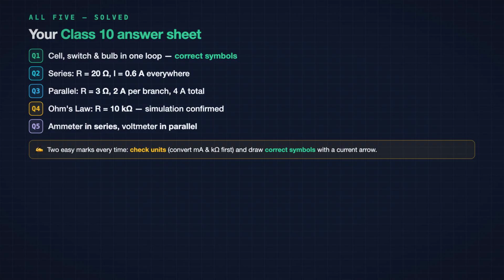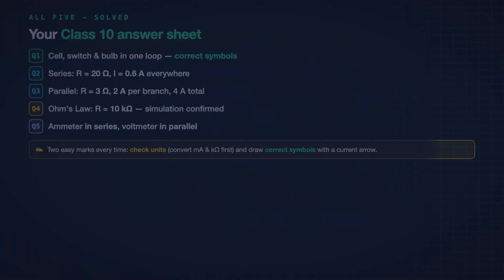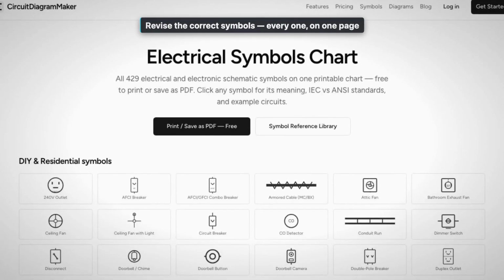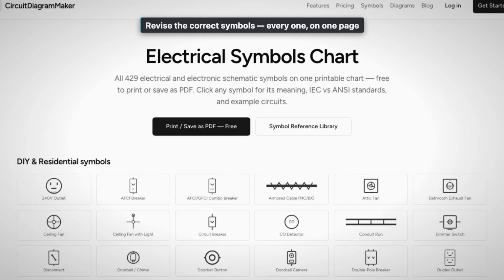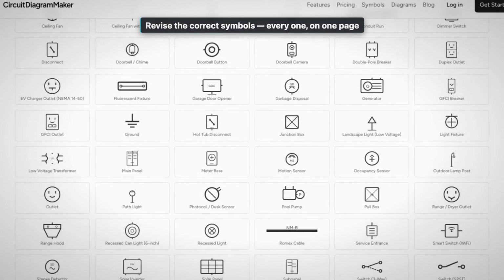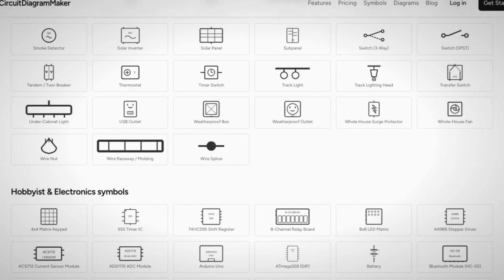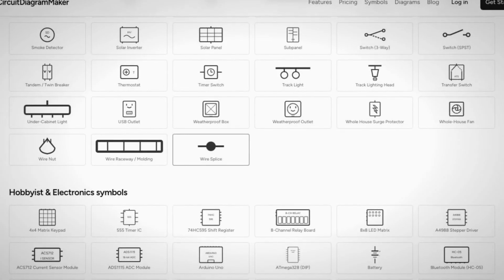2 habits win the easy marks across all of them. Check your units before you calculate. Convert milliamps and kilo ohms first, and draw every circuit with the correct symbols and a current arrow. Keep a symbol chart open while you revise. Every symbol you need is on one page, ready to copy.